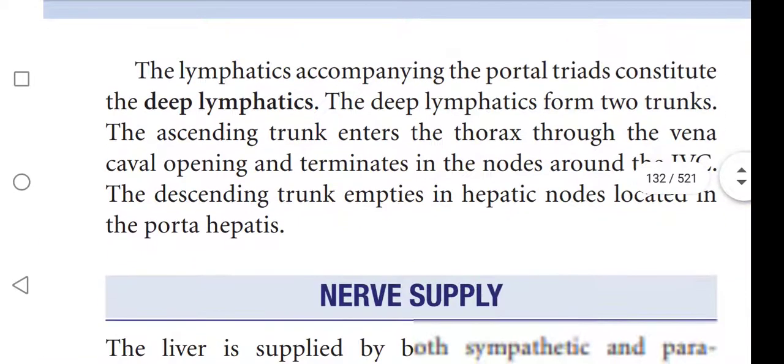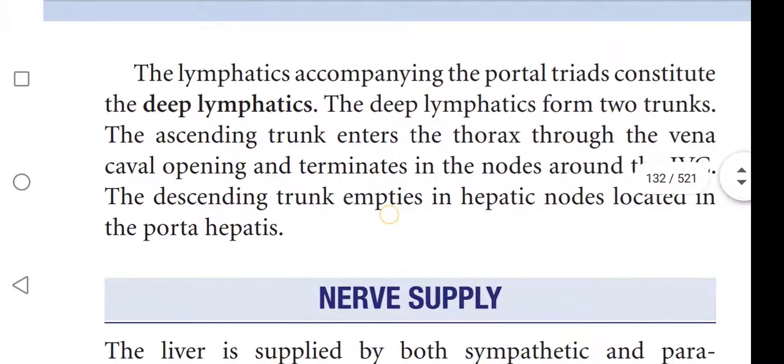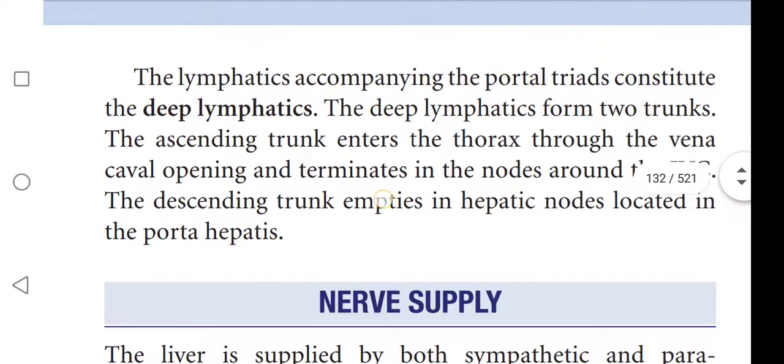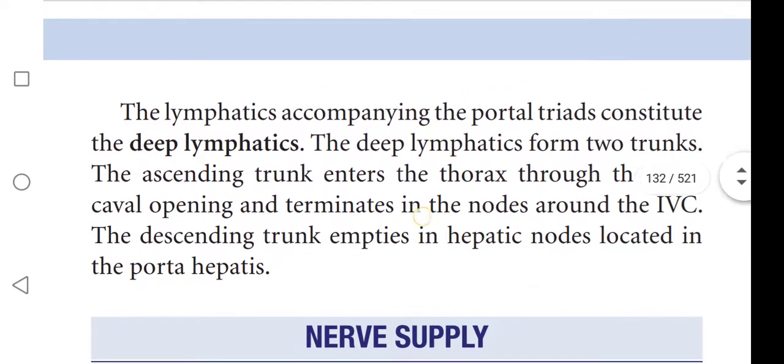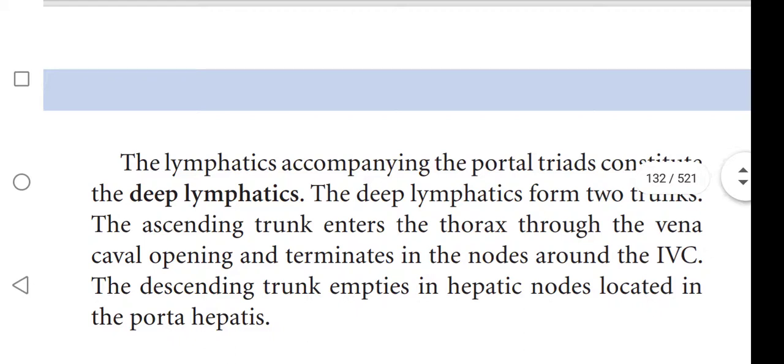Next, coming to the lymphatics accompanying the portal triads, they constitute the deep lymphatics. Which constitute the deep lymphatics? The portal triads. The deep lymphatics form two trunks, the ascending trunk and the descending trunk.